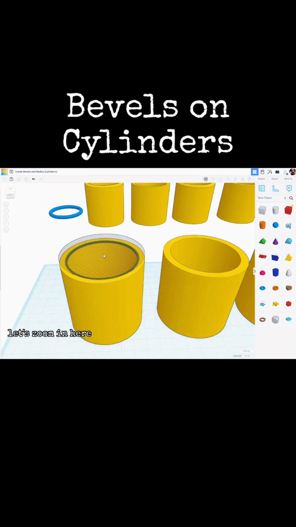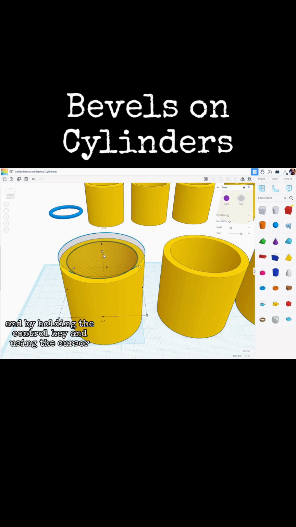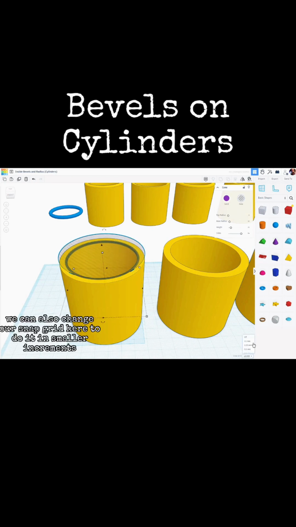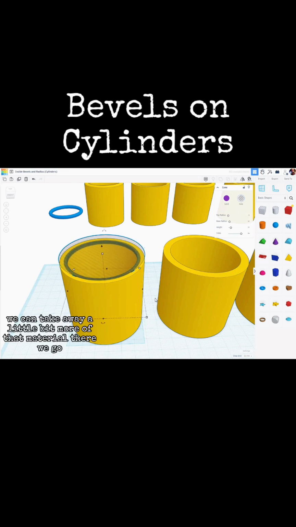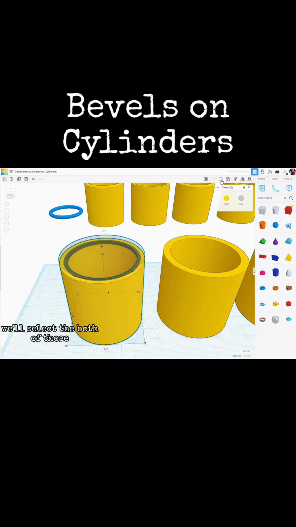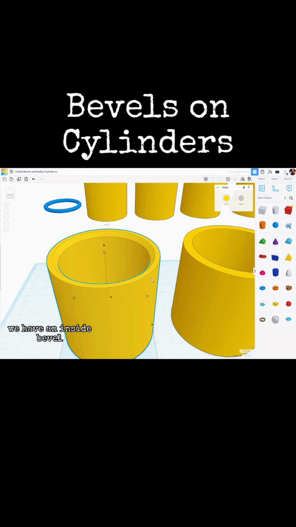Let's zoom in here. We'll select that cone again, and by holding the control key and using the cursor, we can cursor up or down. We can also change our snap grid here to do it in smaller increments. You see here, by cursoring down, we can take away a little bit more of that material. There we go. We'll select both of those. Group them together. We have an inside bevel.